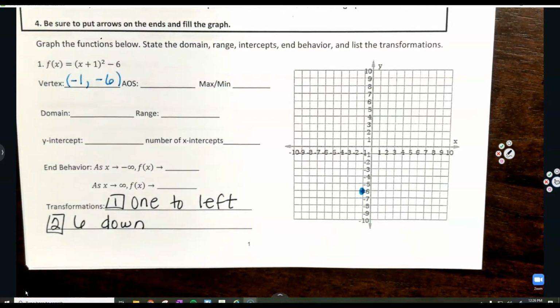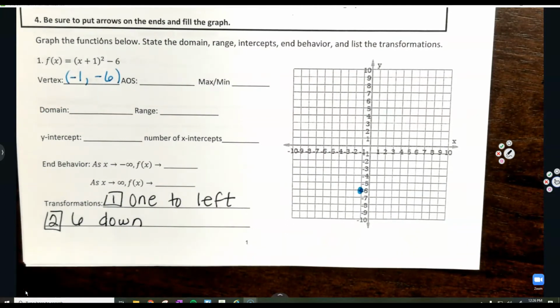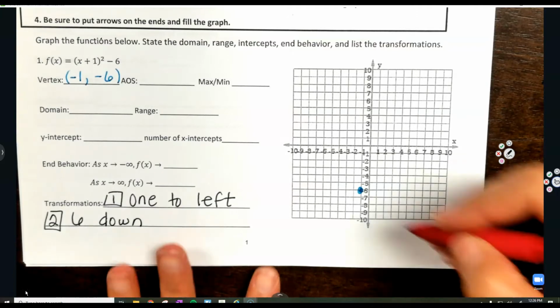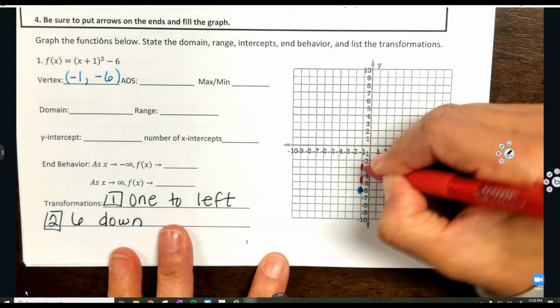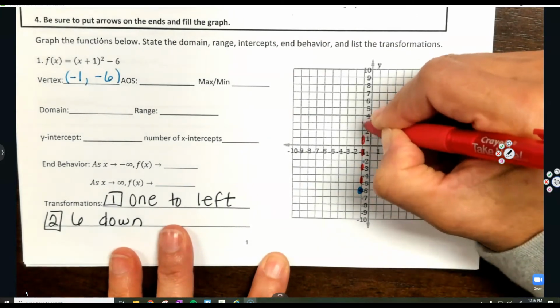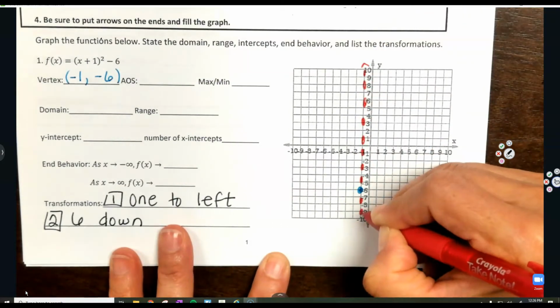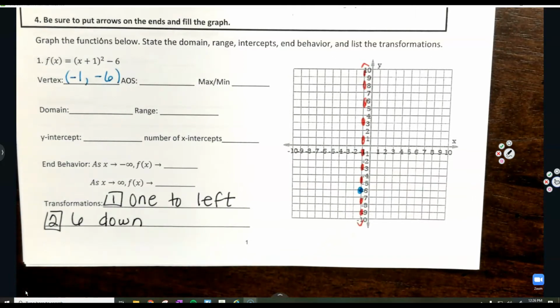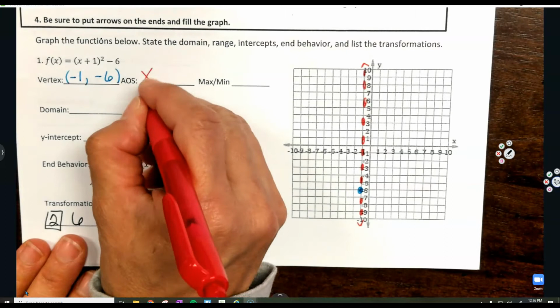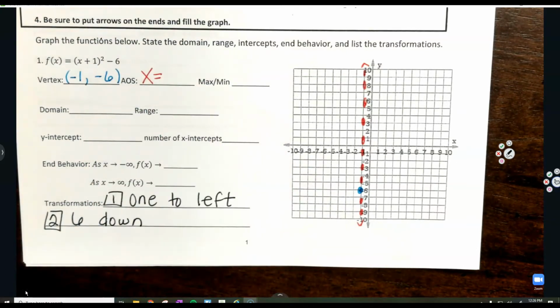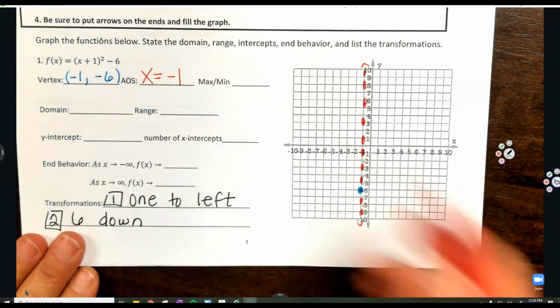And then what do you do after that? You grab your red pen and you draw your axis of symmetry, y'all. Remember, your axis of symmetry goes straight through your vertex. Remember, it's dashed because it's not part of the graph. But it does have arrows. Make sure you put arrows on it. And your axis of symmetry is always the H value. What is the H value? -1. So x equals -1.